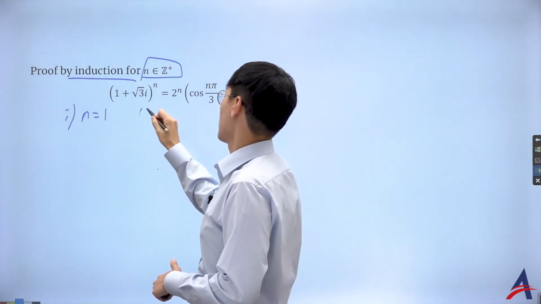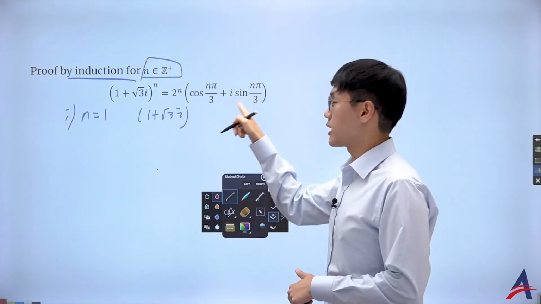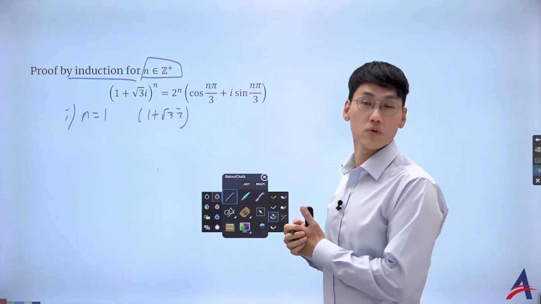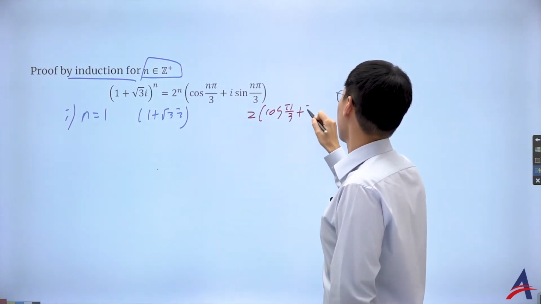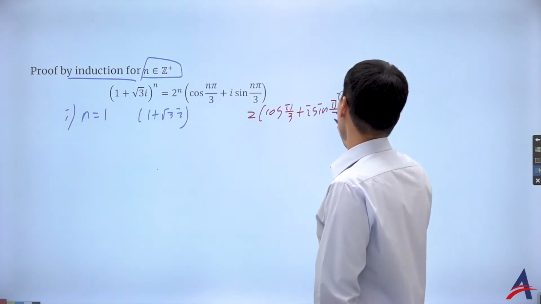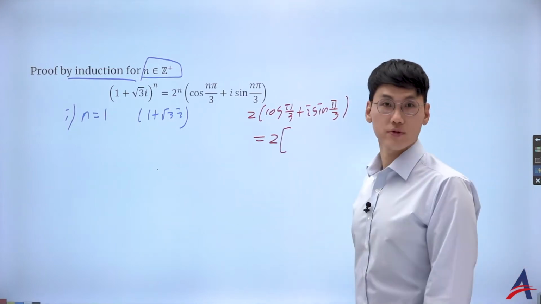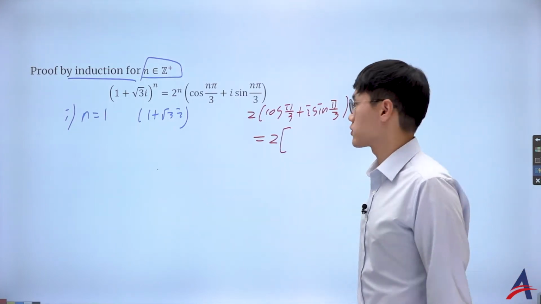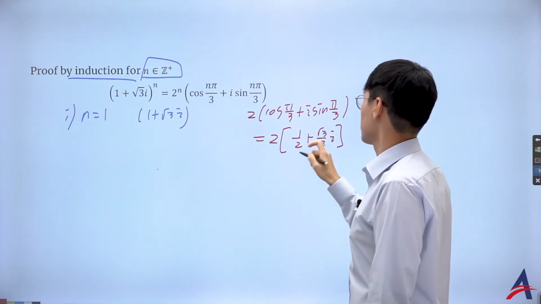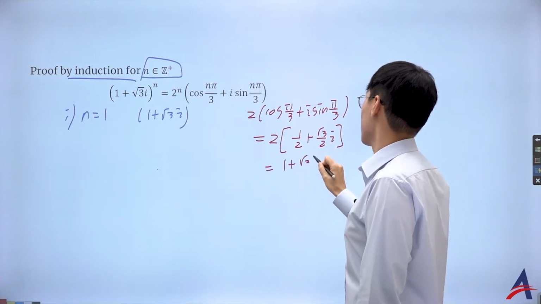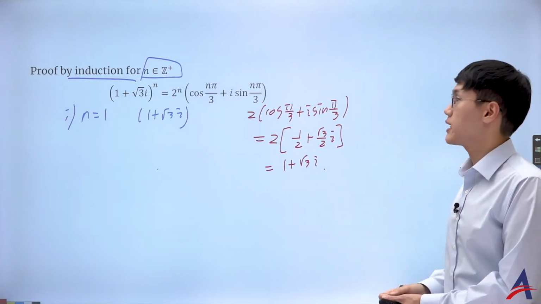So it's going to be 1 plus root 3 i. So that is the left-hand side. And then I'm going to compare with the right-hand side, my friend. I'm going to just plug in n equal to 1. So it's going to be 2 cosine pi over 3 plus i sine pi over 3. And as you realize, that's going to give you, what is it? So please be master of trigonometry. Those special angles you have to memorize. So it's going to be 1 over 2 plus root 3 over 2 i. So if I distribute, my friend, I get 1 plus root 3 i, and that's lovely. So they are equivalent, so I'm very happy. Okay, so that will be the basic step.